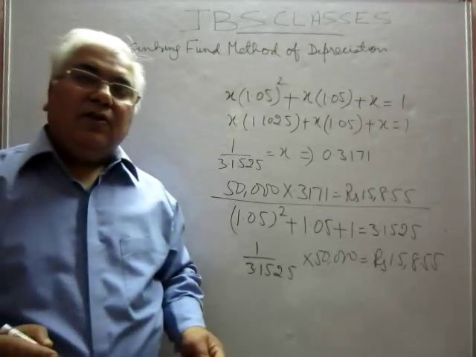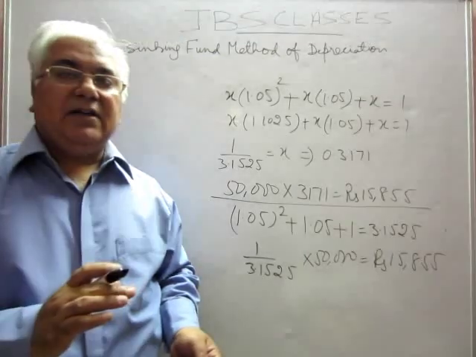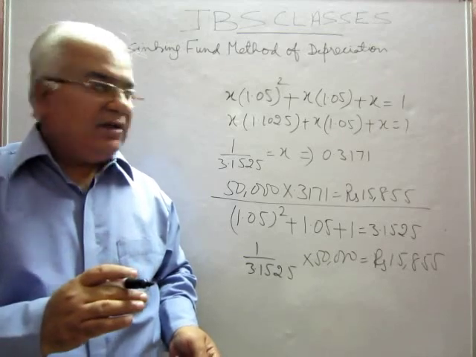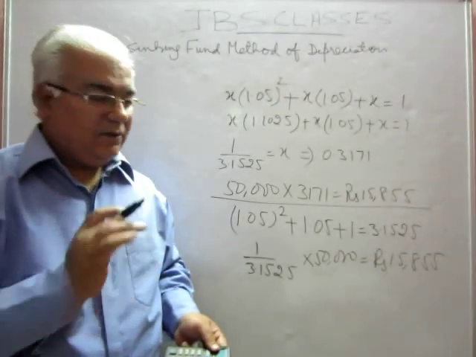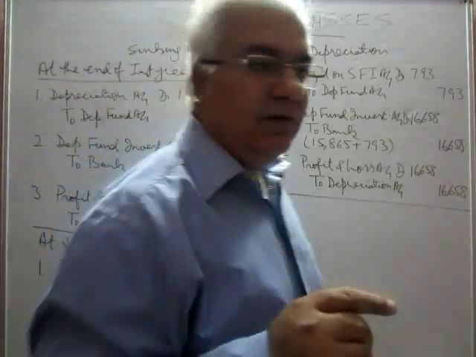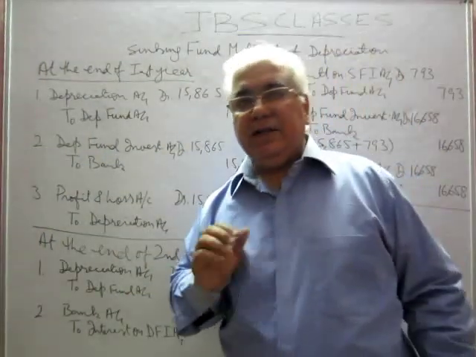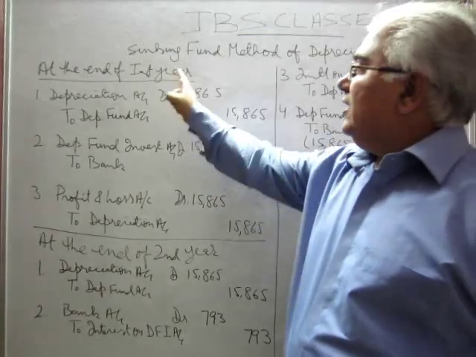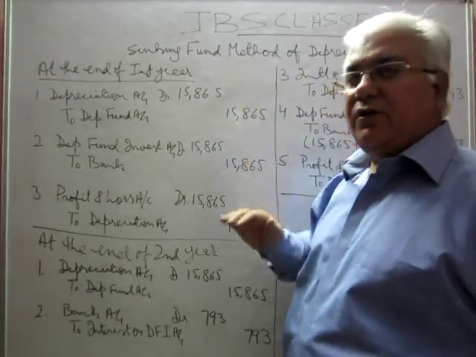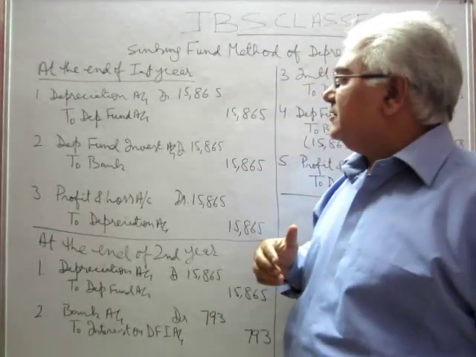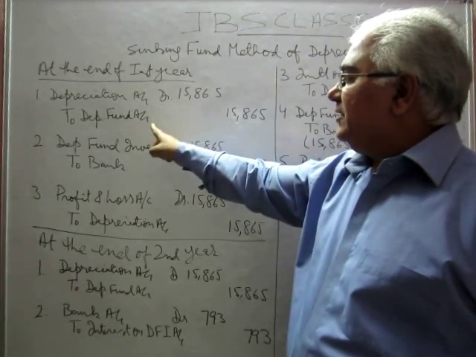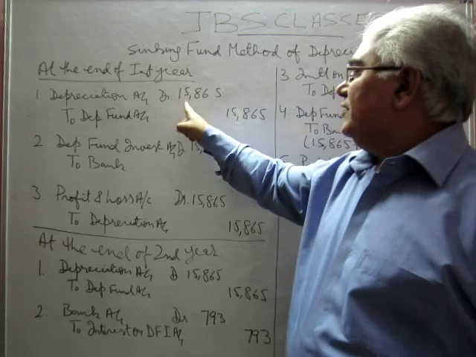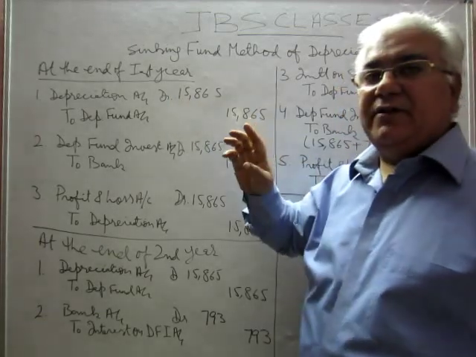Now I will tell you what kind of journal entries are passed each year and how the whole thing is rounded off at the end. Now I will explain the entries to be made in this method. At the end of first year, first of all you have to charge depreciation. So the entry for that will be depreciation to depreciation fund account with amount 15,865.